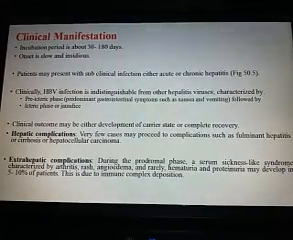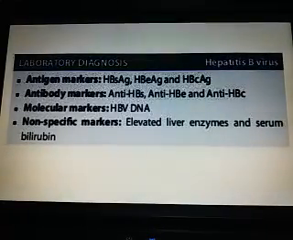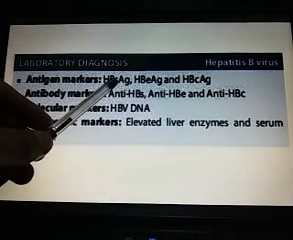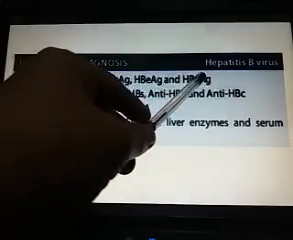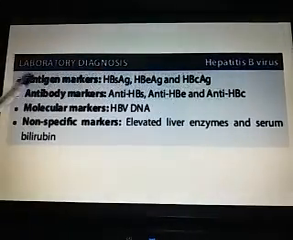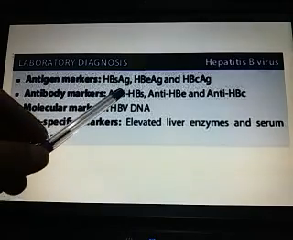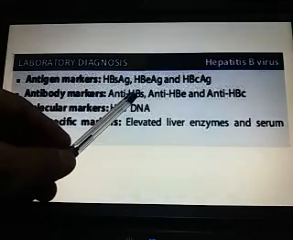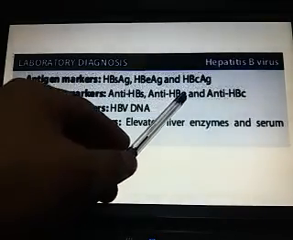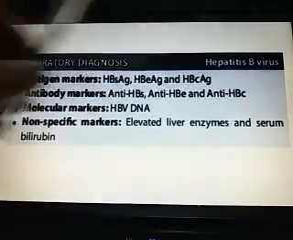Okay, moving to the next, laboratory diagnosis. We know that antigen markers, antibody markers, molecular markers, and non-specific markers are available to diagnose the case. Antigen markers: hepatitis B surface antigen, E antigen, and C, that is the pre-core and core antigens, and similarly antibodies against the hepatitis B surface antigen, against the E antigen, that is the pre-core, and core antigens.